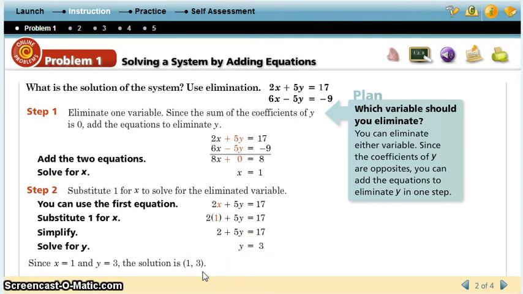So adding or subtracting, you've got to determine which one. That's usually the hardest part. And then once you've picked the correct operation, then you just eliminate your variables and solve.